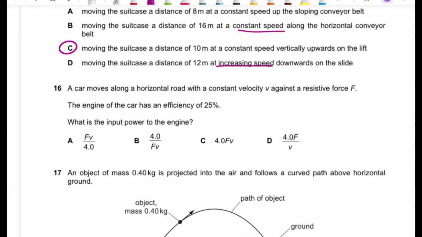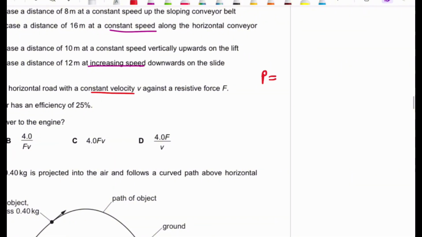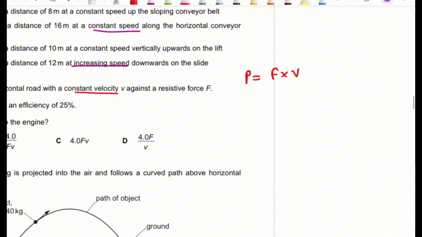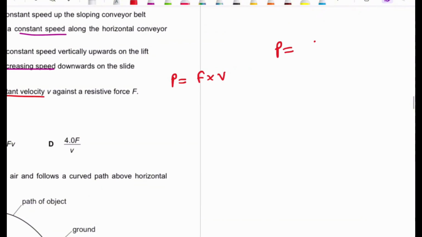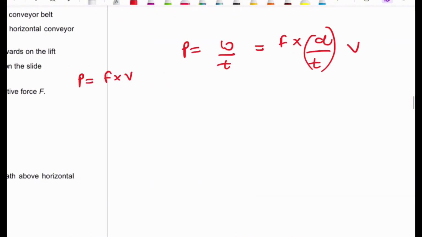Moving on to question number 16. We're given a car that moves along a horizontal road with a constant velocity v against a resistive force F. We know that power is basically the force multiplied by velocity. Where does this come from? Power is the work done per unit time, but work done is the force multiplied by the distance, divided by the time. This is basically the velocity. So power is the force multiplied by the velocity.